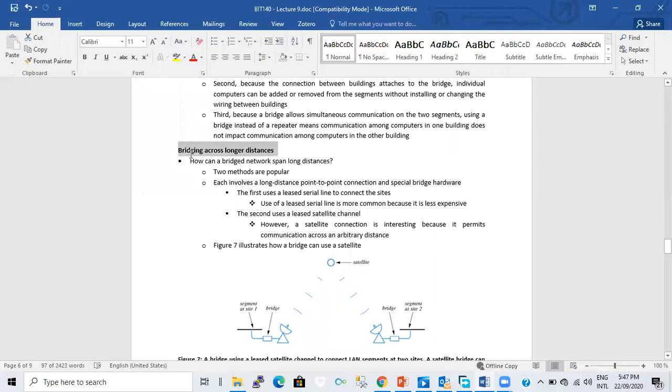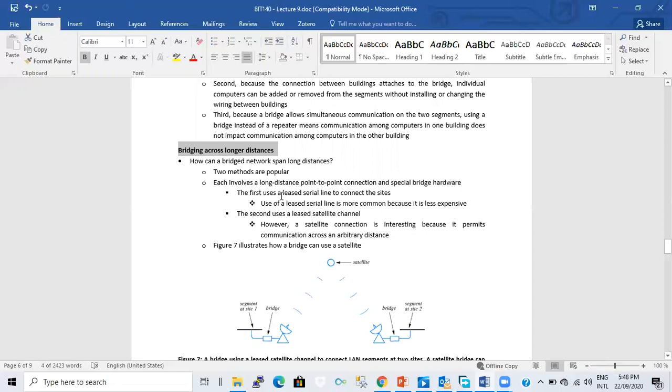Bridging across distances. Imagine you have a network from Kitwe to Ndola, and we are saying bridges work with mostly UTP. How many bridges are you going to use? There are a lot. So how can a bridge network span long distances? Two methods are popular. Each involves a long distance point-to-point connection and special bridge hardware.